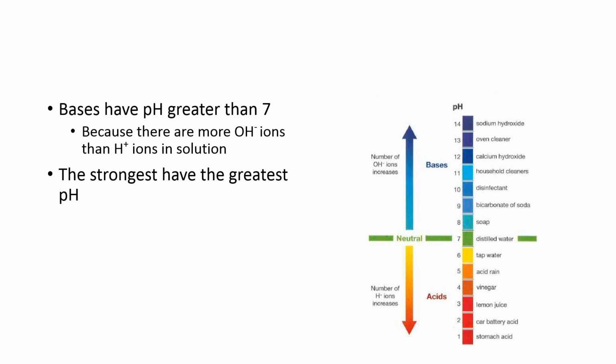That begins to give you an idea why it's quite safe to wash your hands with soap, which is quite a weak base, but it would not be safe to try to wash your hands with oven cleaner, which is a very, very strong base.